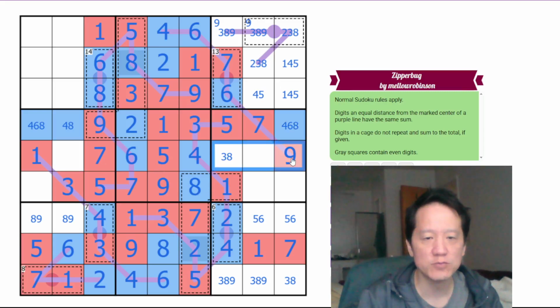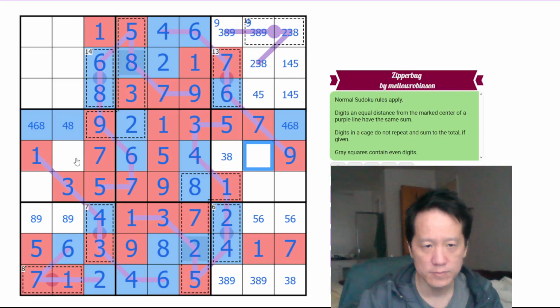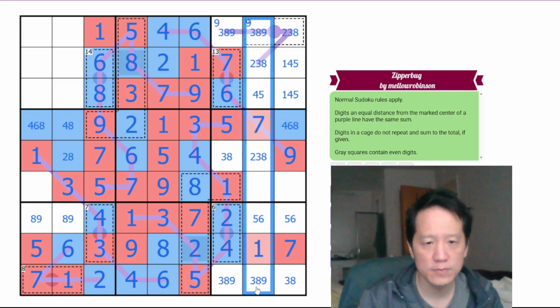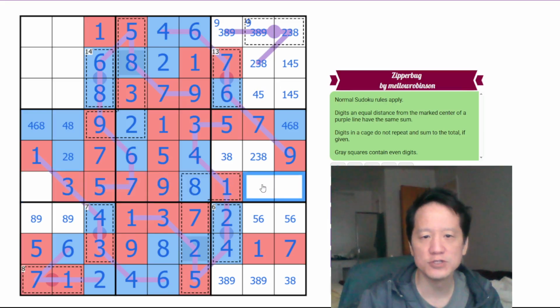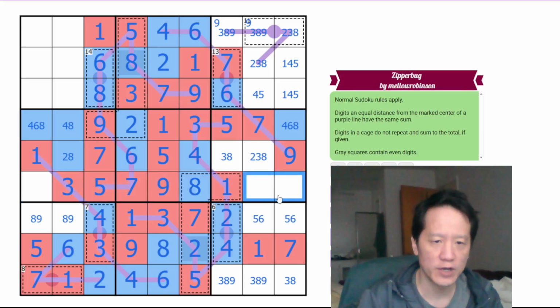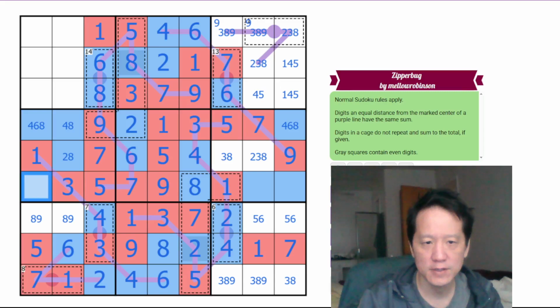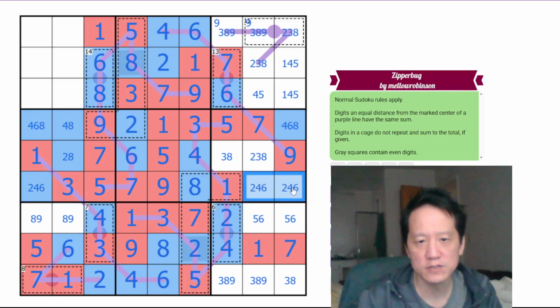The remaining digits in row 5 are 2, 3, and 8. This can't be 3, so this would be 2 or 8 here, which is even. This has to be 2, 3, or 8, but there's no restrictions. Okay, the remaining digits in row 6 are 2, 4, and 6, which are also all even. So this could be 2, 4, or 6. This could be 2, 4, or 6 here.